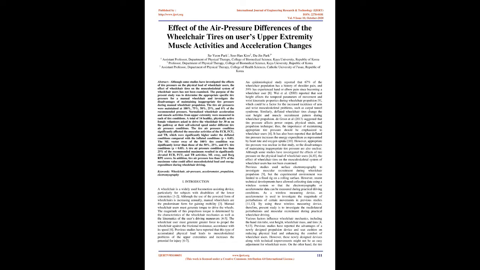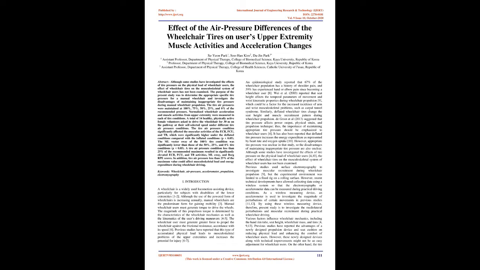Introduction. A wheelchair is a widely used locomotion assisting device, particularly for subjects with disabilities of the lower extremities 1,2. Although the use of the powered form of wheelchairs is increasing annually, manual wheelchairs are the predominant form for gaining mobility. 3. Manual wheelchair users must generate torque to drive the wheels. The magnitude of this propulsion torque is determined by the characteristics of the wheelchair mechanics as well as the kinematics of the user's driving maneuvers.